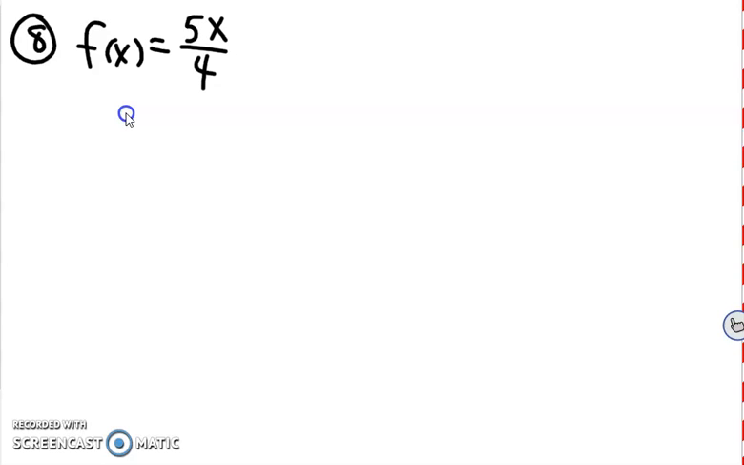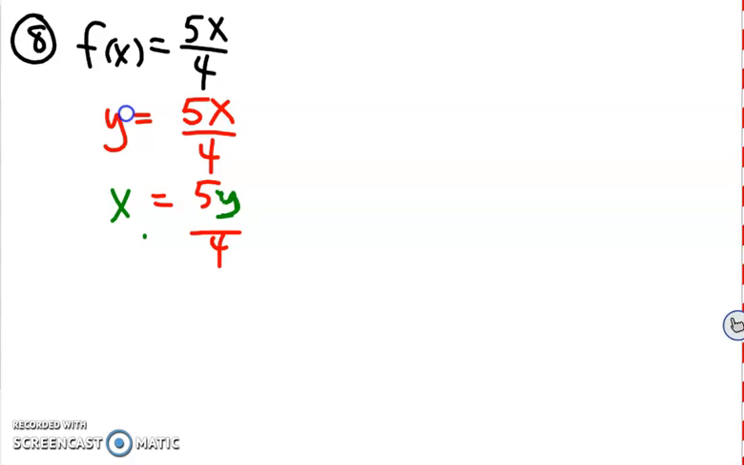Problem 8. First step is to replace the f of x with a y. Second step is to replace or exchange the x and y. And then solve for y. So first step is to multiply both sides by 4 to undo the multiplication problem. So you have 4x is equal to 5y.